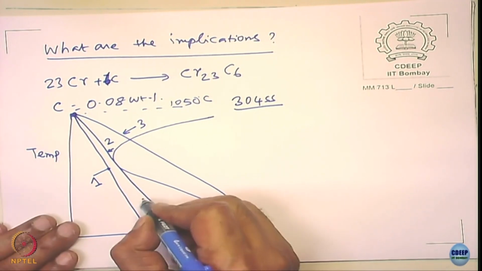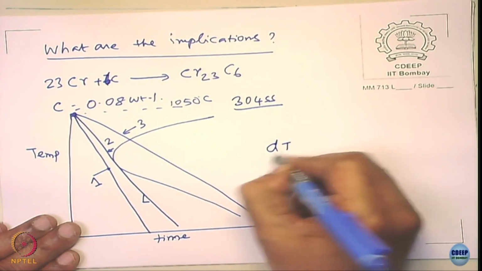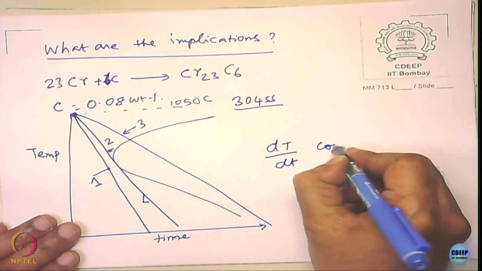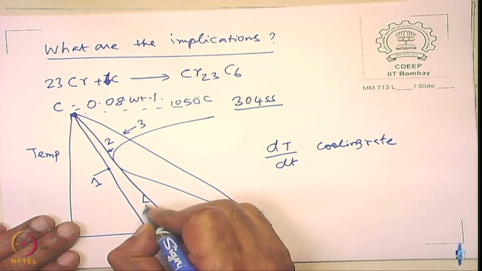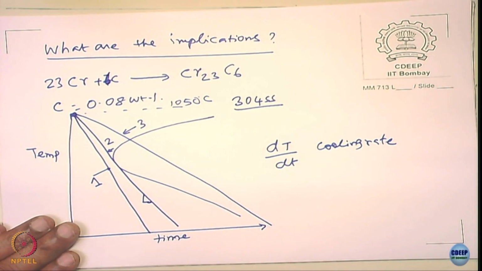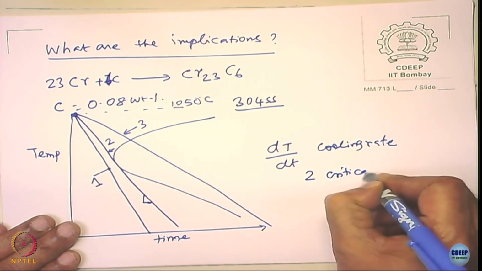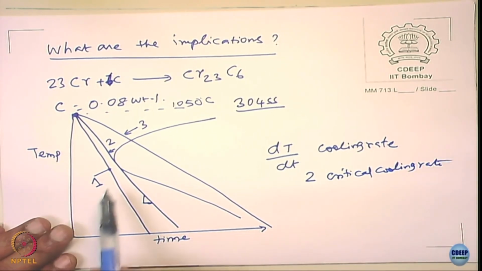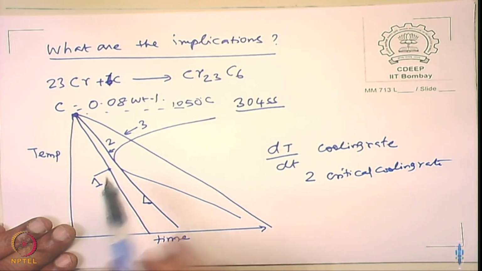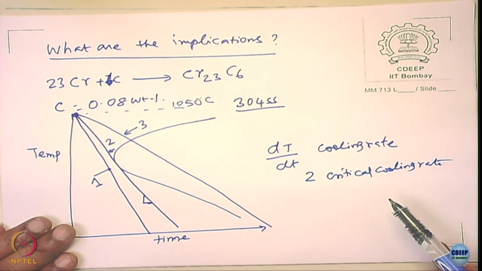The cooling rate 2 is, what is the cooling rate? It is dT upon dt, the cooling rate, right. Now, the one 2 is the critical cooling rate. A cooling rate higher than this will avoid sensitization; a cooling rate lower than this will lead to sensitization of the stainless steels.